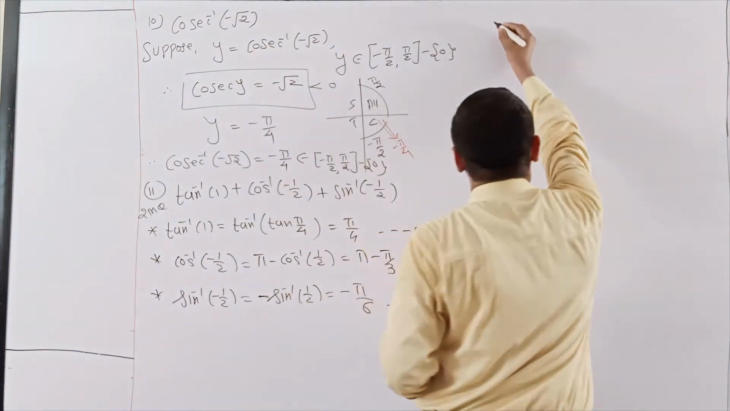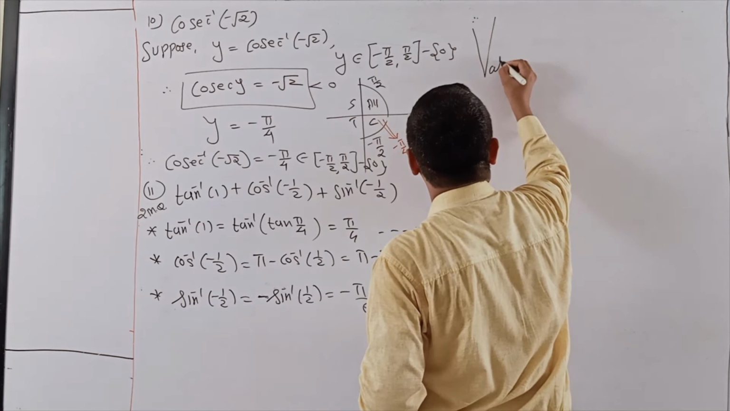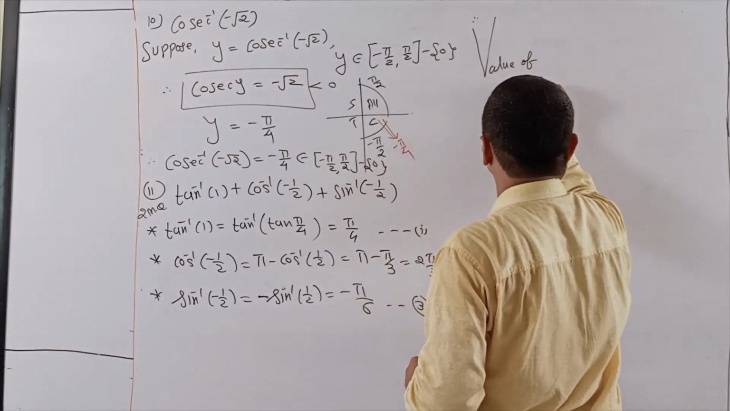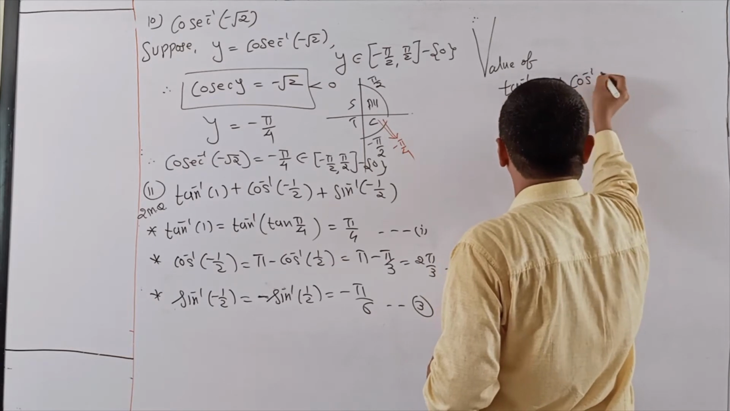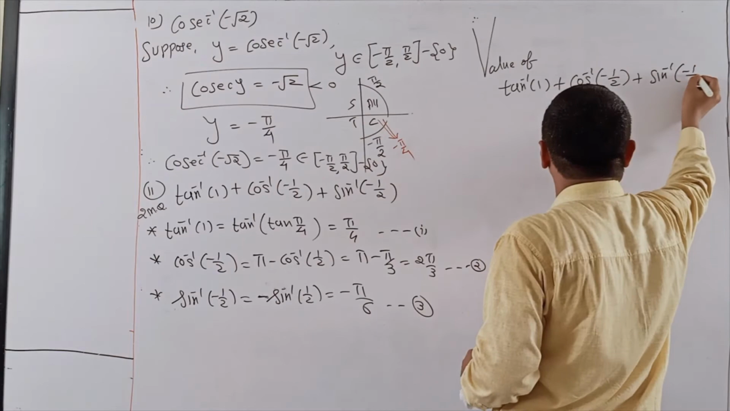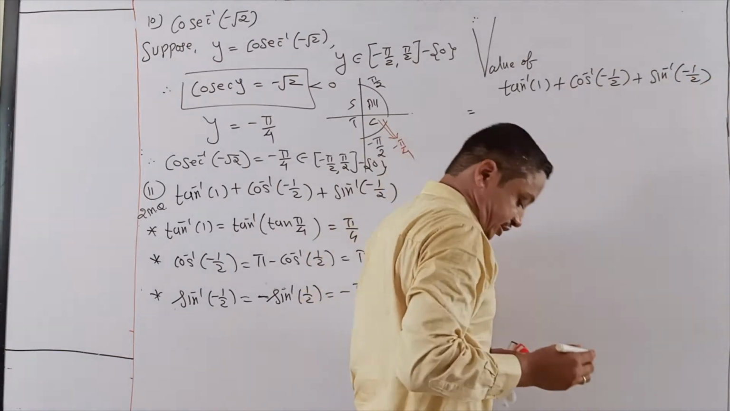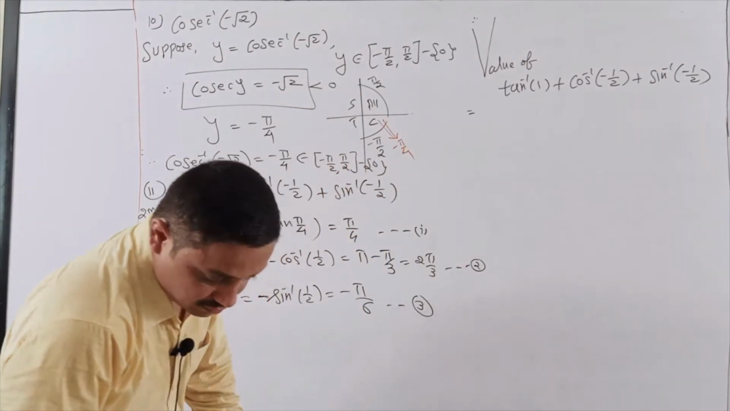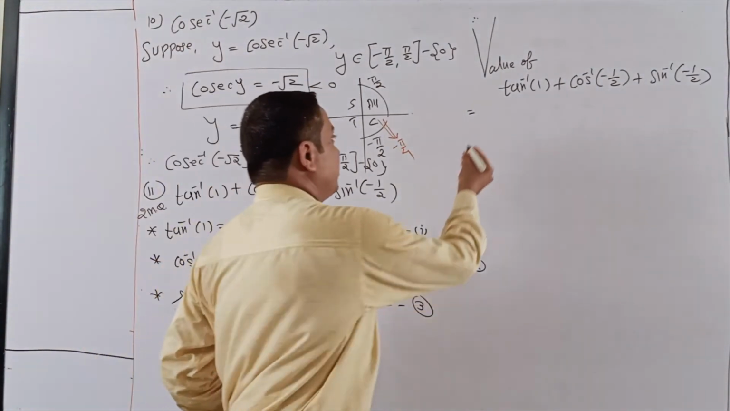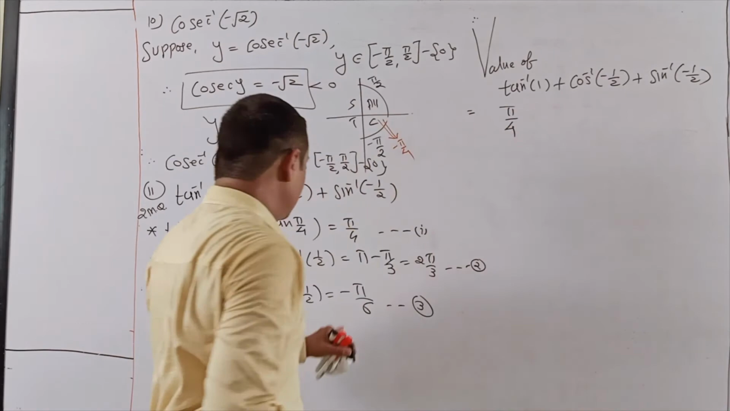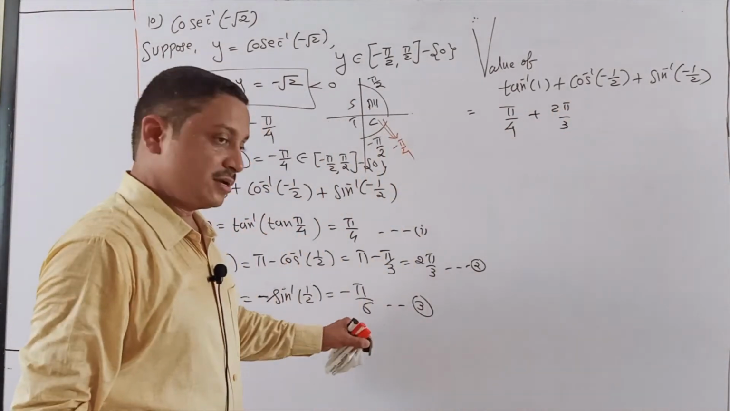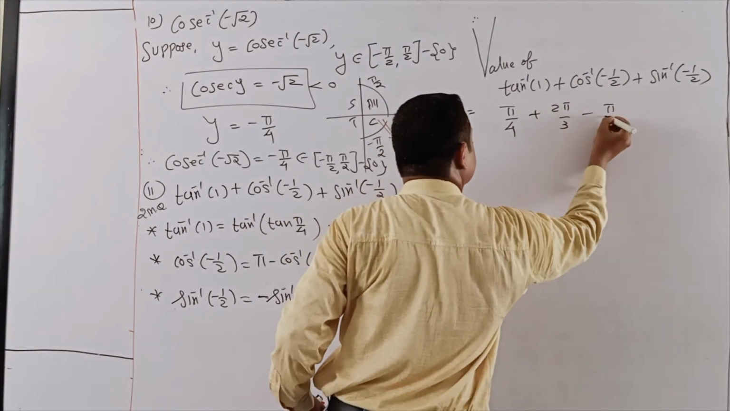That's why the values of tan inverse 1, cos inverse minus half, and sin inverse minus half. That's my quotient, students. Now this following I just apply one by one. Tan inverse 1 is pi by 4. That also done, pi by 3. And this also done, minus pi by 6.